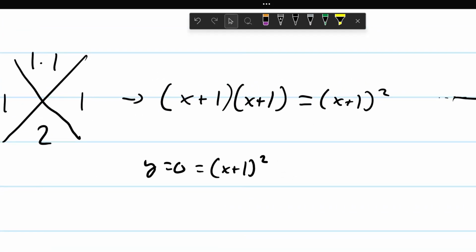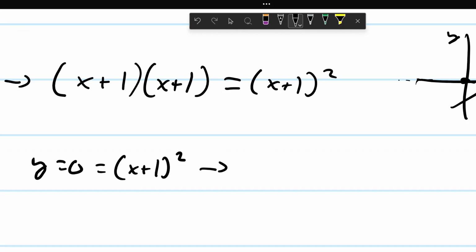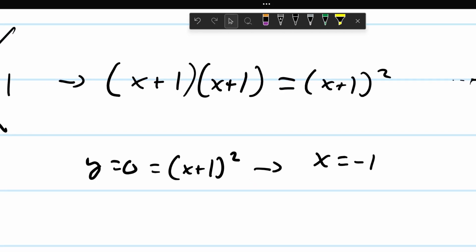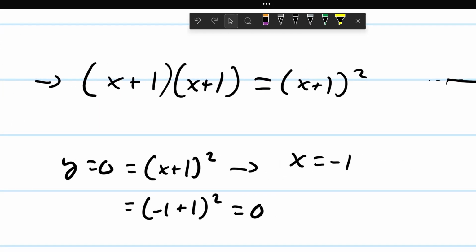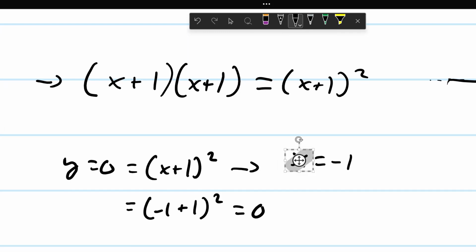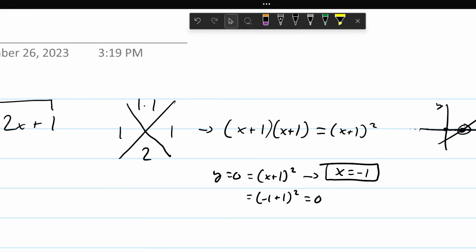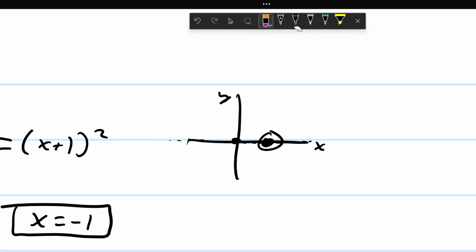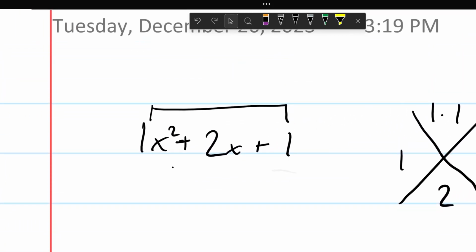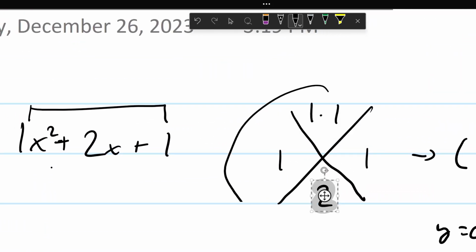In order to find what x is, we could already tell that x should equal negative 1, because negative 1 plus 1 squared equals 0. So yes, we could find that x here is negative 1. Well, it doesn't represent this graph at all. This is just some random graph I drew. Okay, there we go.